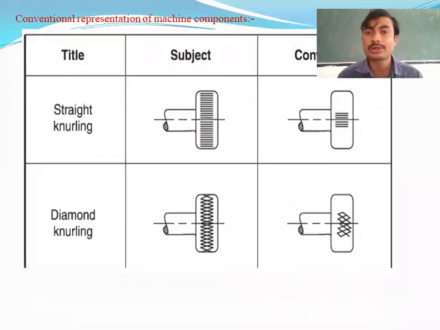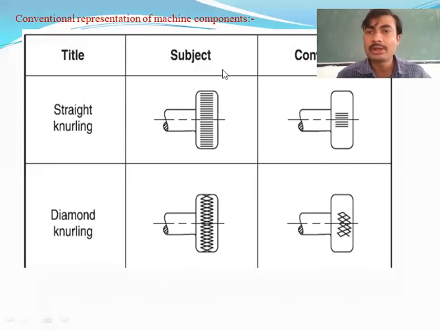The next one is conventional representation of machine components. Being mechanical engineers, we should have knowledge about this. Any machine will have several parts, and you have to know the conventions of the several parts of the machine component. The first one is straight knurling, as the name itself indicates.